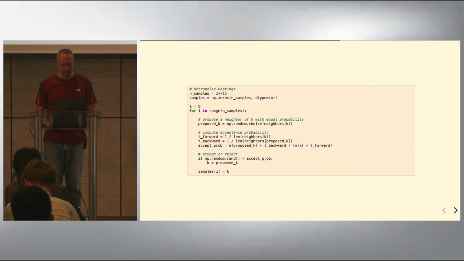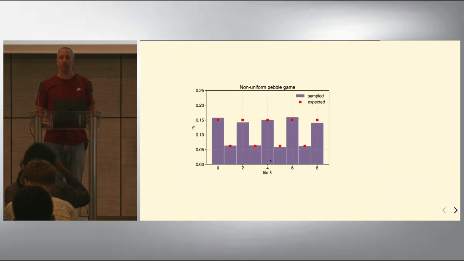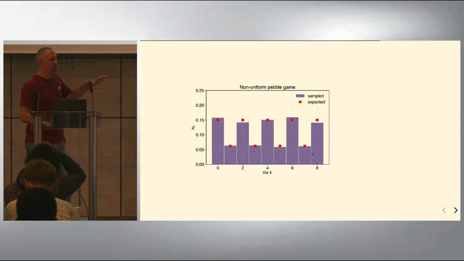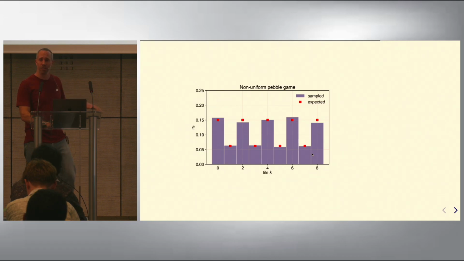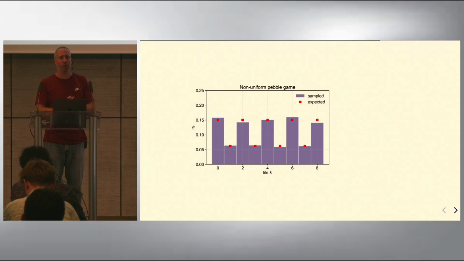Well, run this for many samples, and this is what you get. Your pebble game will indeed be sampling your different cells with this non-uniform probability. And this is very generic. This code doesn't need to be one value for even and odd. It can be anything, and this will just work fine.